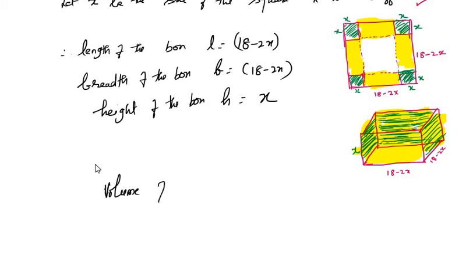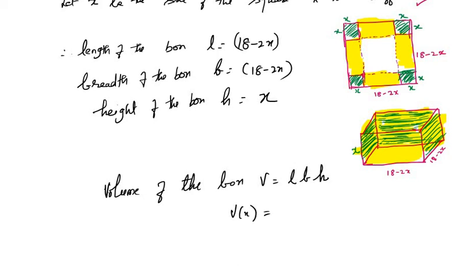Now, what is the volume of the box? The volume of the box V equal to length into breadth into height. This is the formula LBH. Understood? Now, what is L here? 18 minus 2x. What is B here? 18 minus 2x. What is H here? That is also x. Therefore, here all L, B, H we got in terms of x. Therefore, there is no problem at all. Directly we are getting the function in terms of one variable.